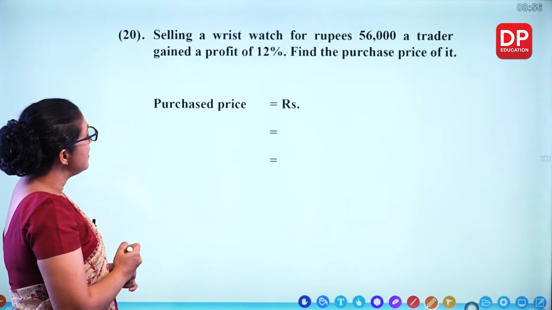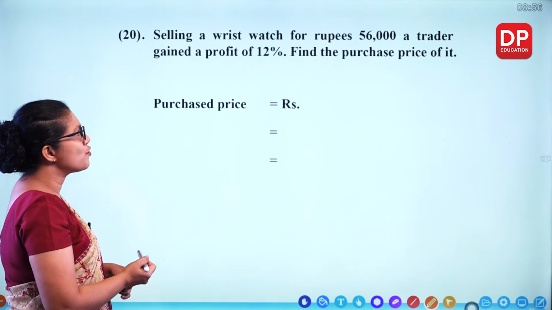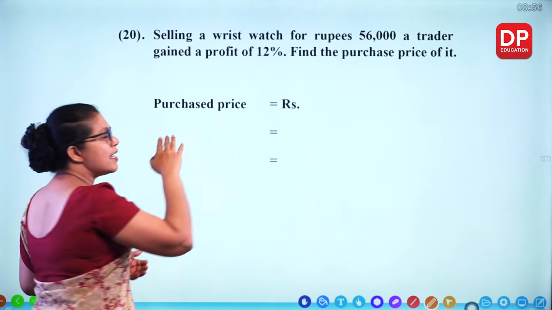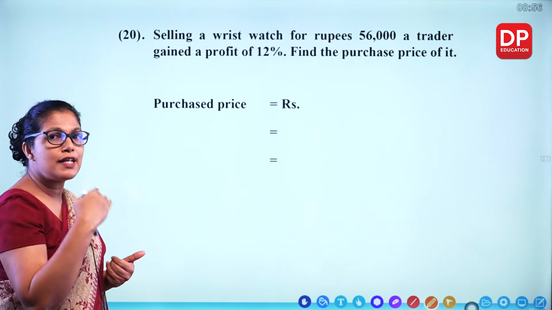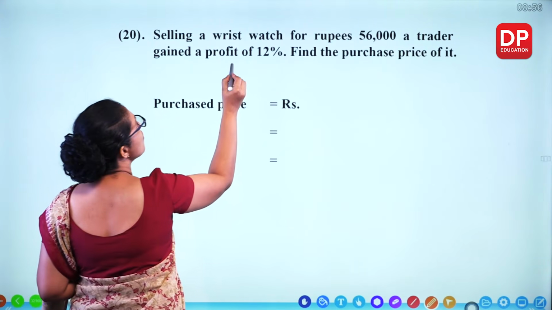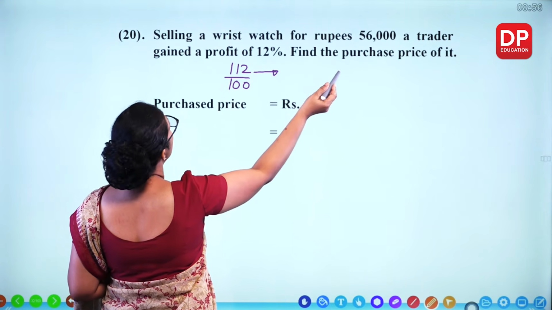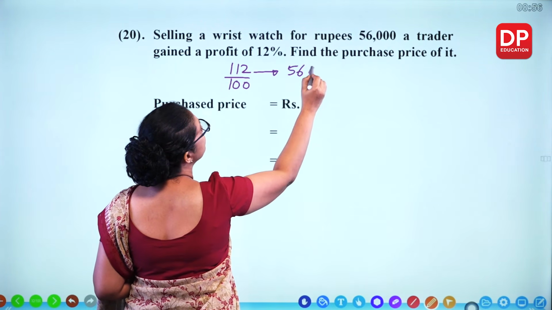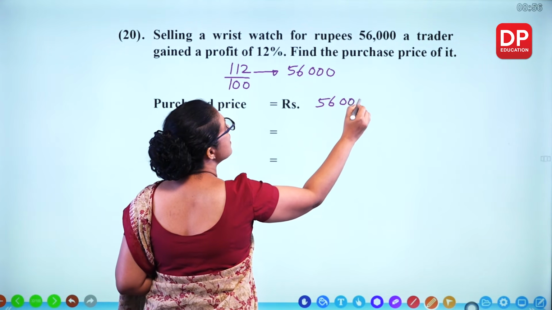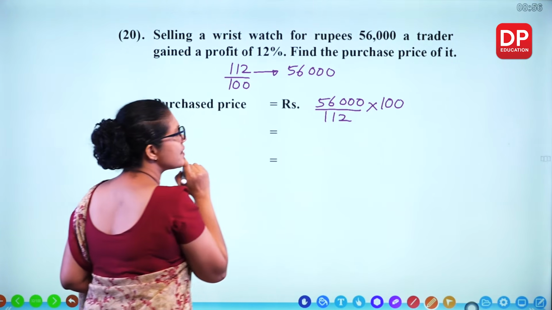This one. Selling a wristwatch for rupees 56,000, a trader gained a profit of 12%. Find the purchase price. So this is also a profit. If you buy for 100, you have to sell it for 112 to get a profit of 12 rupees. So 112 over 100 is the value there, 56,000. So how do you find out one part? 56,000 divide by 112 and multiply by 100.